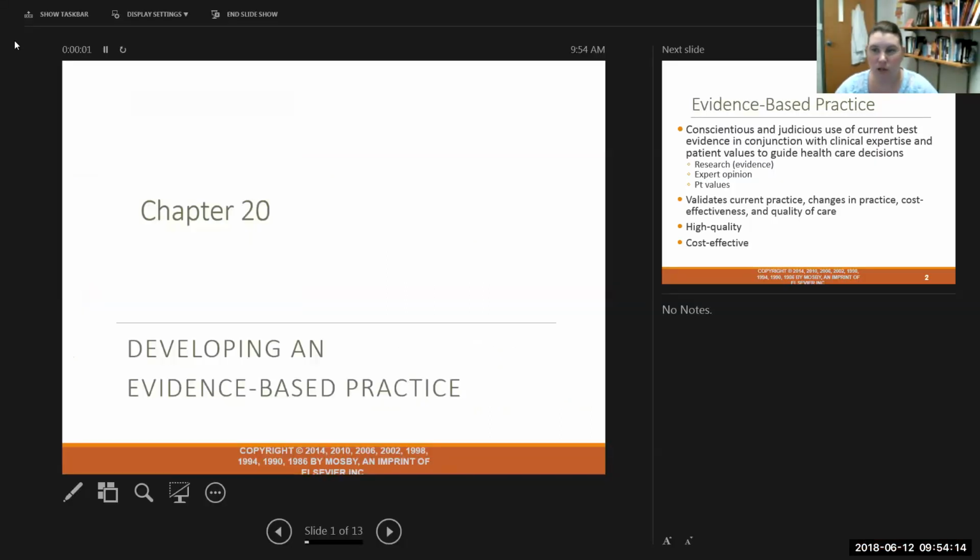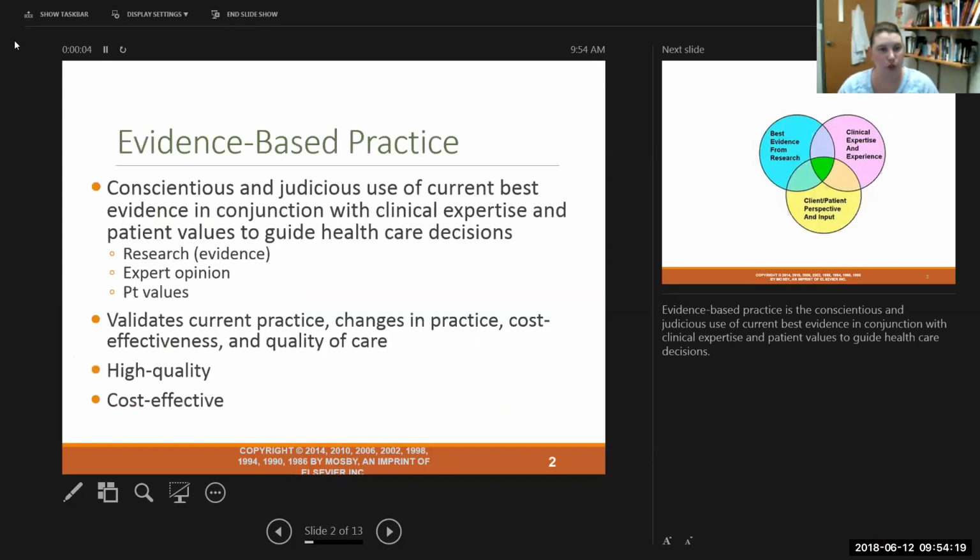As we start to think about developing our evidence-based practice, we want to be conscientious and judicious in looking at the evidence that is out there and pairing that with our clinical expertise and, again, our patients' values in creating the best healthcare environment for them. So again, research, our evidence, our expert opinion, and our patient values. We want to validate current practices. We want to be looking at things before we change them in practice. We want to make sure that we're providing cost-effective and quality care.